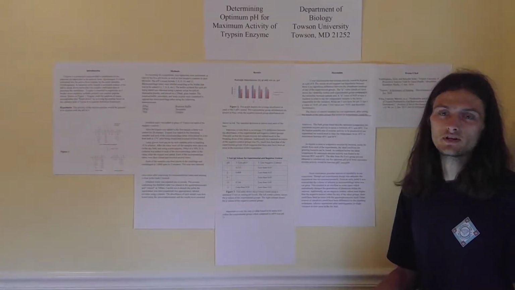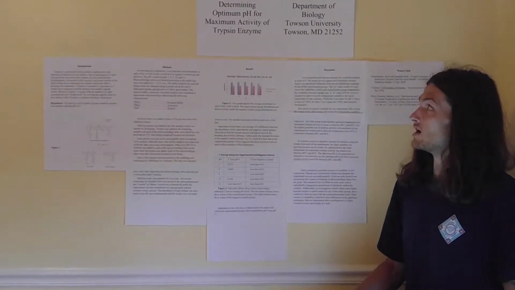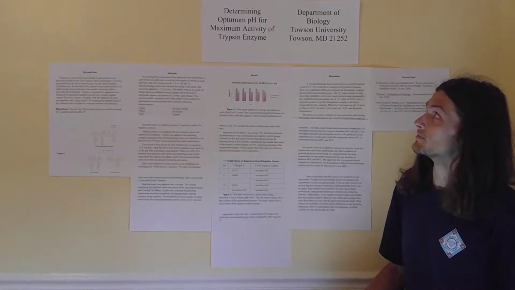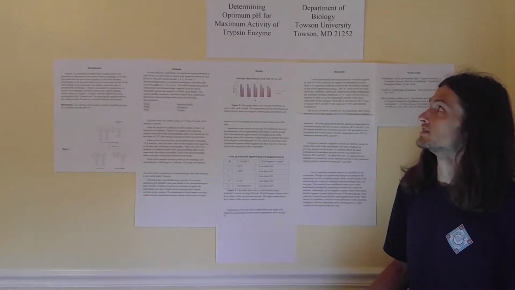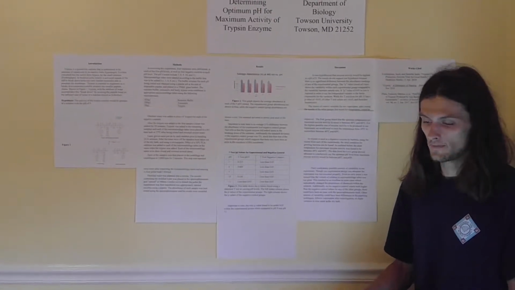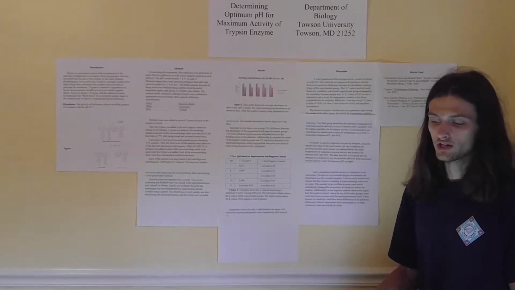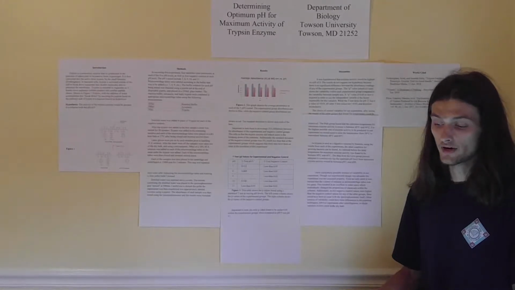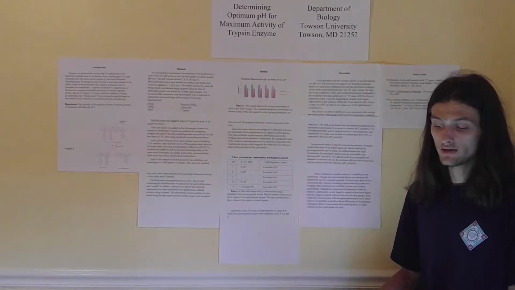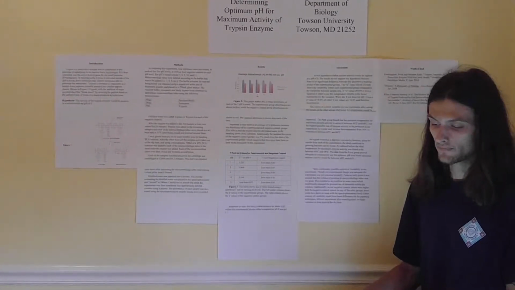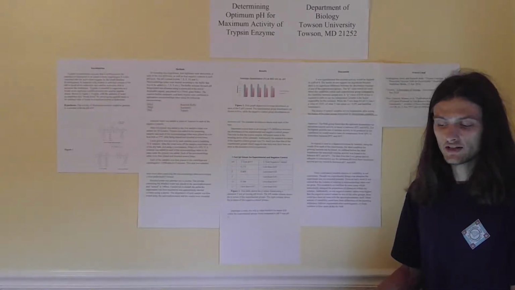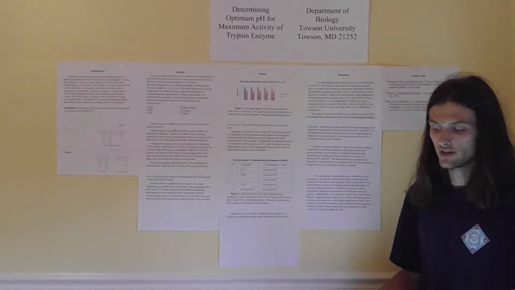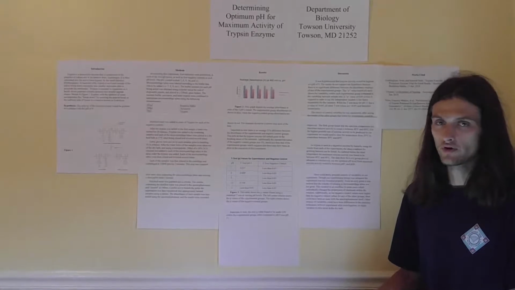This is going to be an experimental analysis of our project determining optimum pH for maximum activity of trypsin enzyme. As a brief introduction, an enzyme can be defined as a molecule produced by an organism which helps to accelerate the rate of chemical reactions. They do this by binding to the substrate and lowering the activation energy required for a reaction to occur.